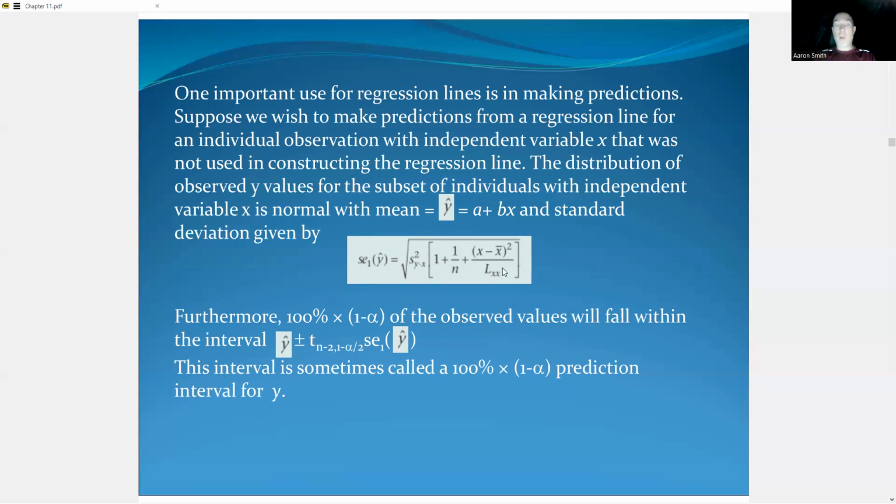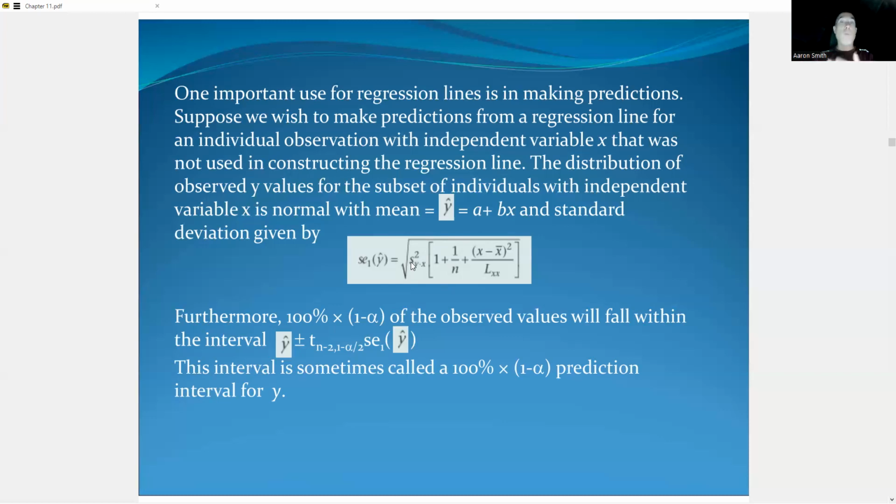Okay, so the standard error is a little bit more complicated on this one. So start deep inside: we're going to do x minus x bar squared divided by Lxx, then plus 1 over n, plus 1, all of that times s sub yx squared, then that square root. And that'll be our standard error of y hat. And so now, once I have my standard error of y hat, I can take my point estimation and the distribution of y hat along with standard error, and I get my confidence interval.